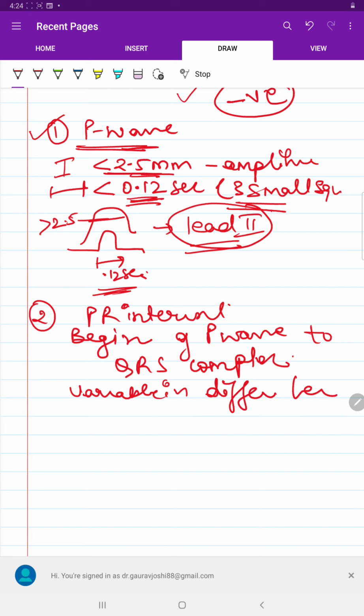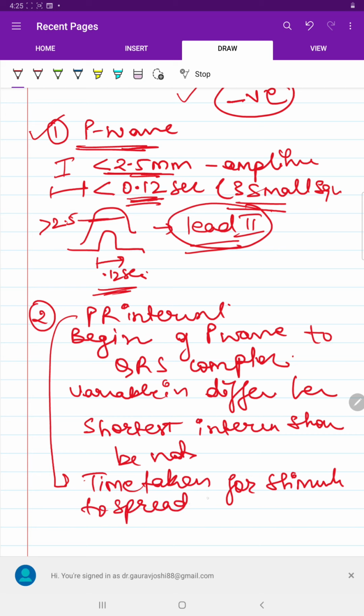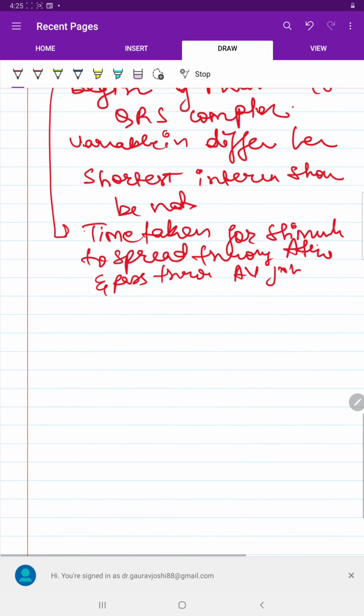Different leads, it's variable. But the shortest interval should be noted. What does it denote? The PR interval denotes the time taken for the stimulus to spread through the atria and pass through the AV junction.